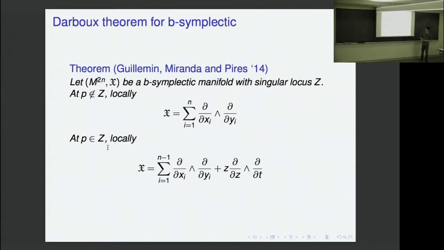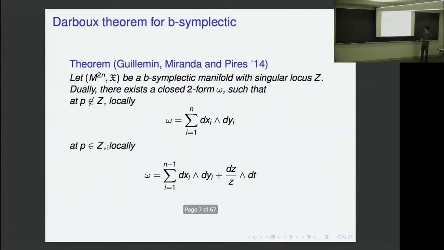Dualizing that, we can just talk about the two-form, which will be closed, and then this will be similar to the Darboux theorem in the symplectic case, such that far away from the singular locus, we have the symplectic form written locally to be the standard one. And at the singular locus, the closed two-form can be written in this way, such that there is a mild singularity, and this will be the log of z. And this is the Darboux theorem of a b-symplectic manifold.